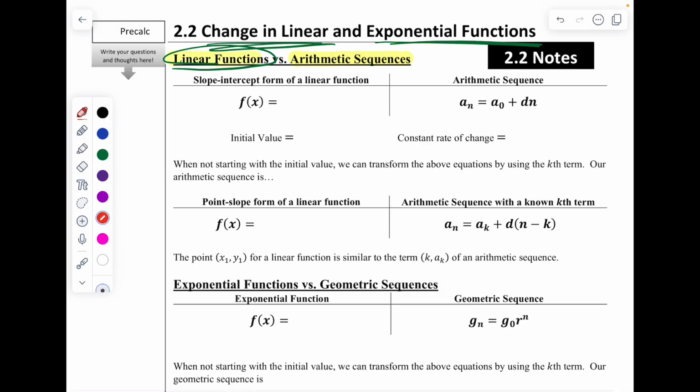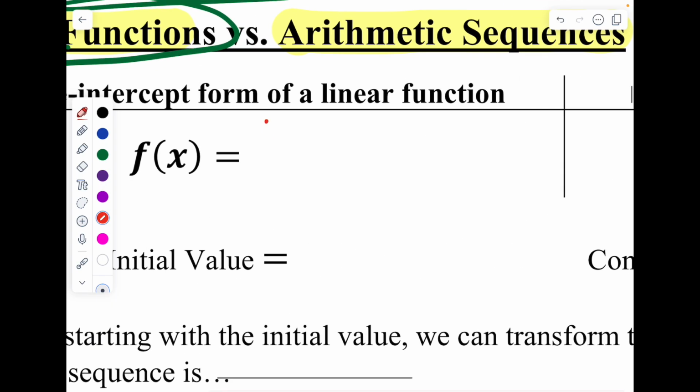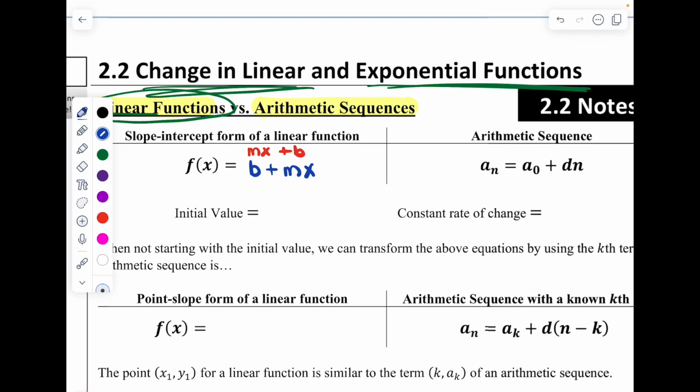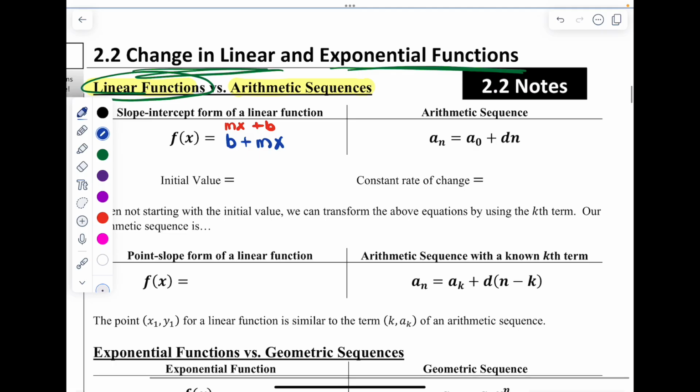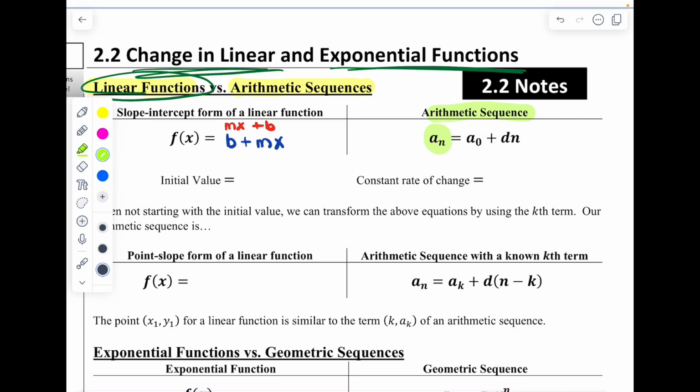similar to them. Okay, so we remember that the slope-intercept form of an equation can be y equals mx plus b. Because this is addition, I can rearrange this, because addition is commutative, and call this b plus mx. So again, this is the same equation, just moved around because we can add in any order. And now we can see this looks like the arithmetic sequence initial value.